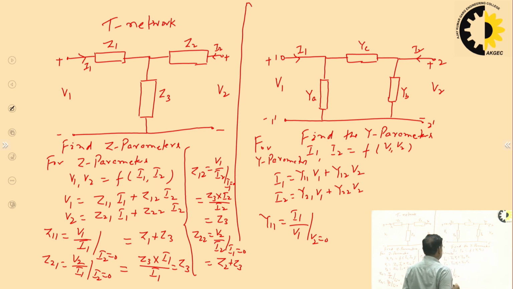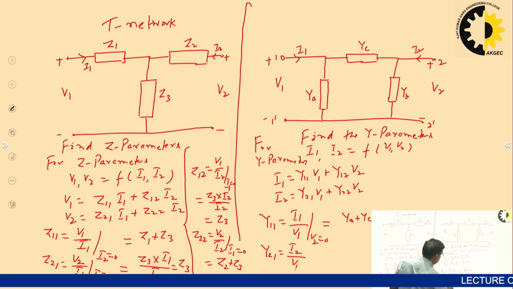So when V2 is 0, we place the short circuit here, so no current will flow through the YB. So V1 is coming YA plus YC, and Y21 is I2 upon V1 when V2 is 0.